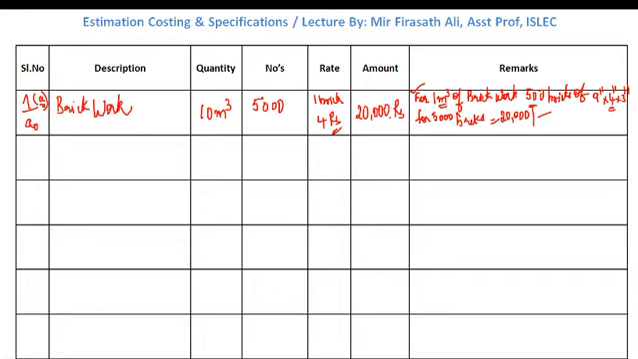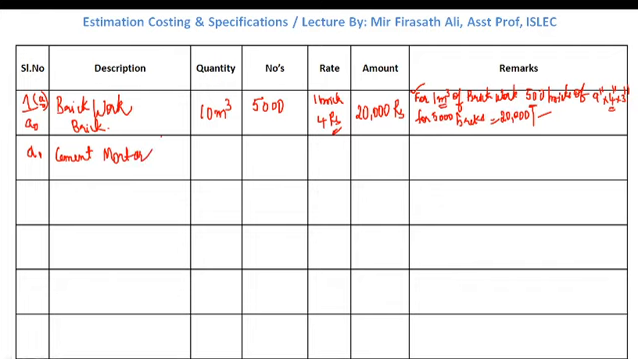This is the description A naught, that is how many bricks we need to buy. Next one is A1. What was brick? For brickwork, the first description was brick. Now it is cement mortar.